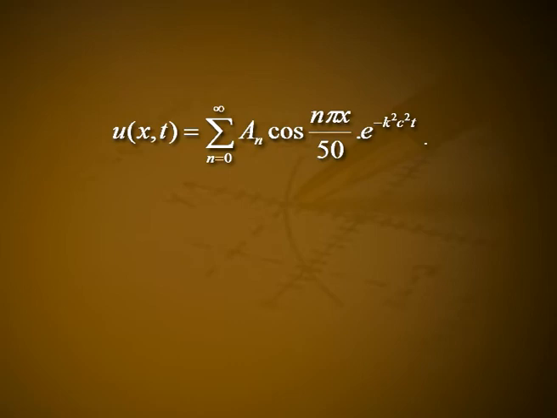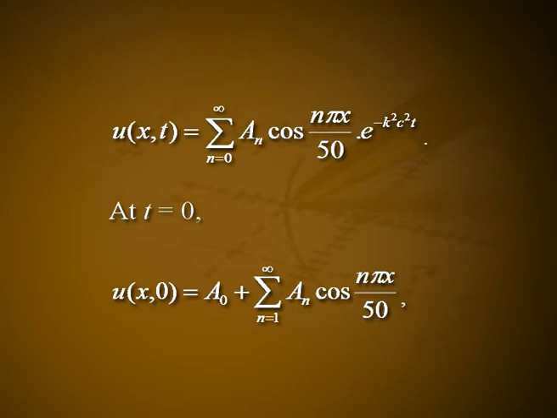Therefore, the most general solution satisfying the above boundary conditions is u(x, t) is equal to summation n varies from 0 to infinity a n cos(n pi x by 50) into e raised to minus k² c² t. At t is equal to 0, u(x, 0) is equal to a naught plus summation n varies from 1 to infinity a n cos(n pi x by 50), which is the half range Fourier cosine series representation for u(x, 0).